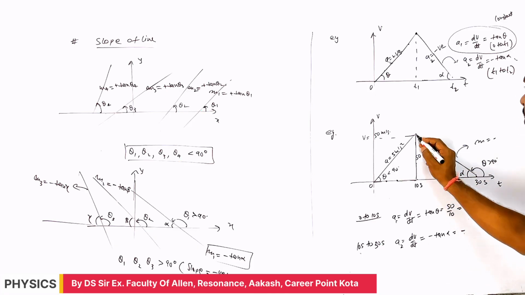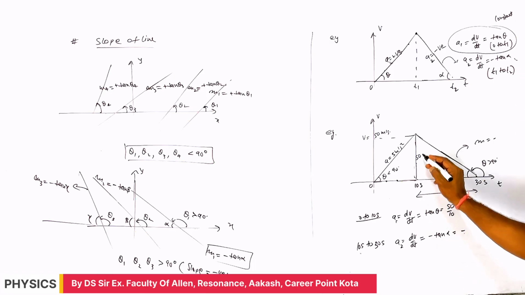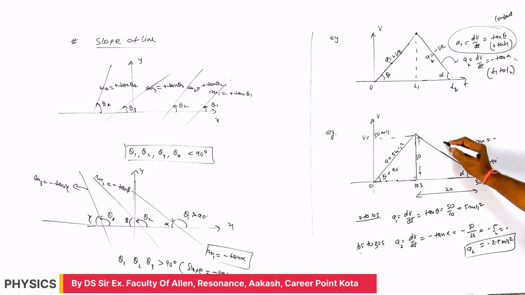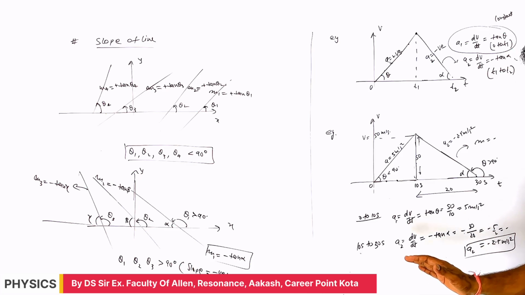What is tan alpha? Perpendicular upon base. How much is it? Say 50 upon 20. So minus 5 by 2, minus 2.5 meters per second square. So it is the retardation, or you can say the acceleration is negative over here, minus 2.5 meters per second square from 10 to 30 seconds. You understand this concept or not? You tell.